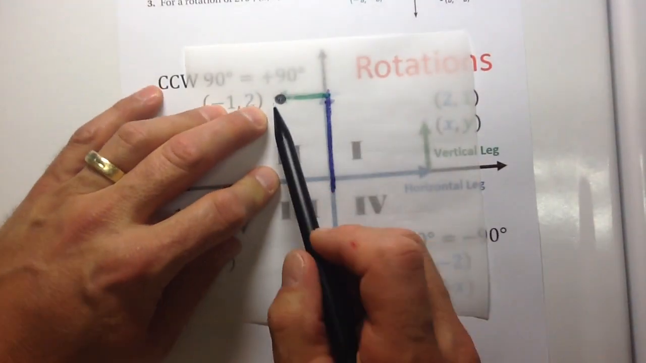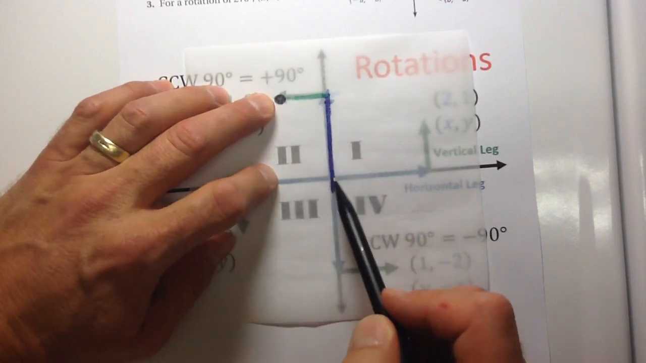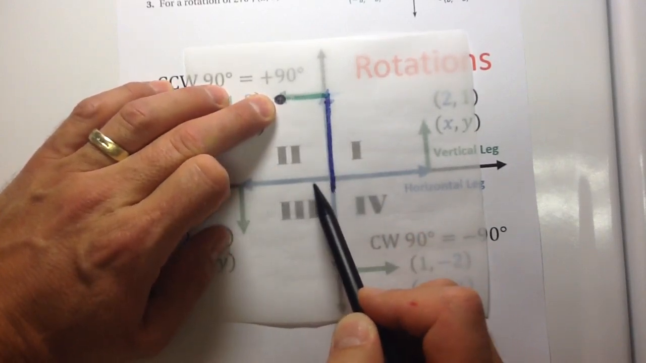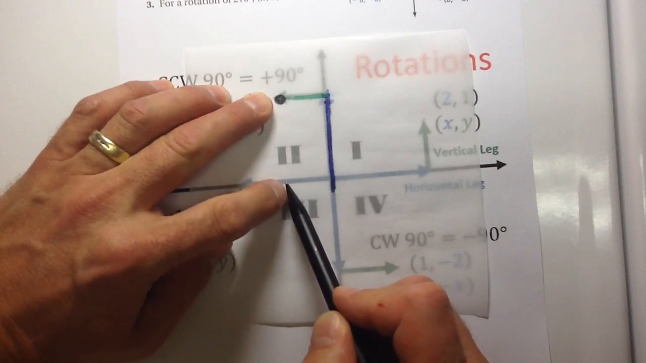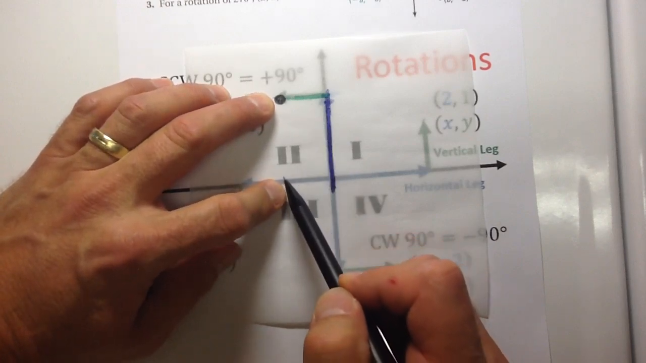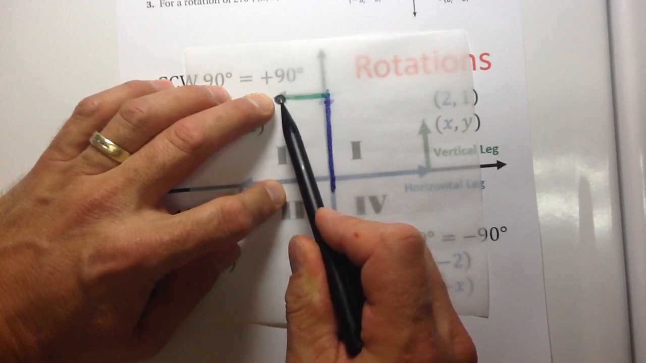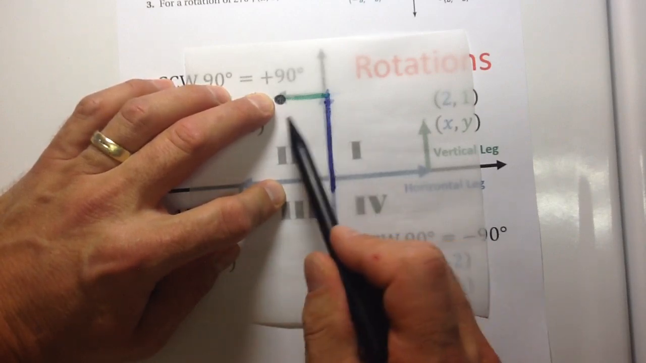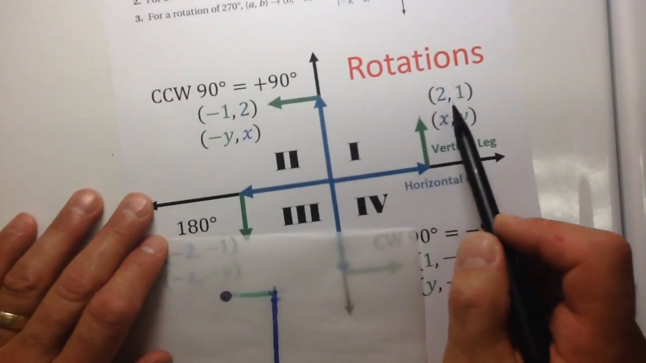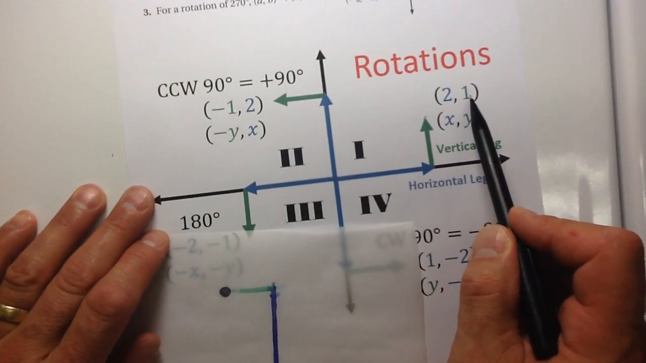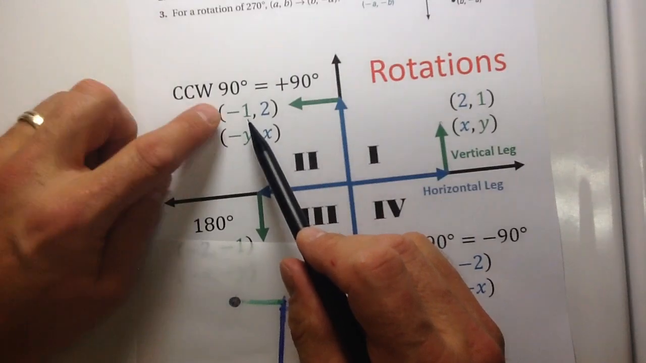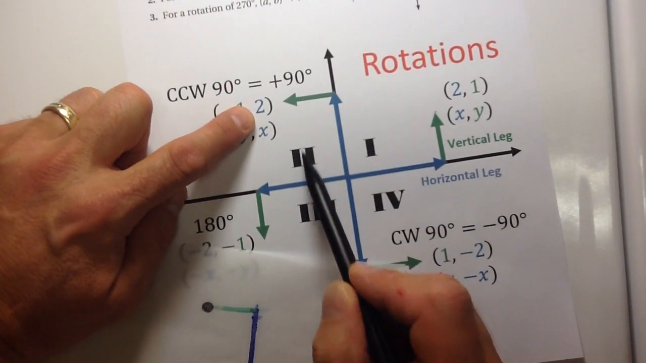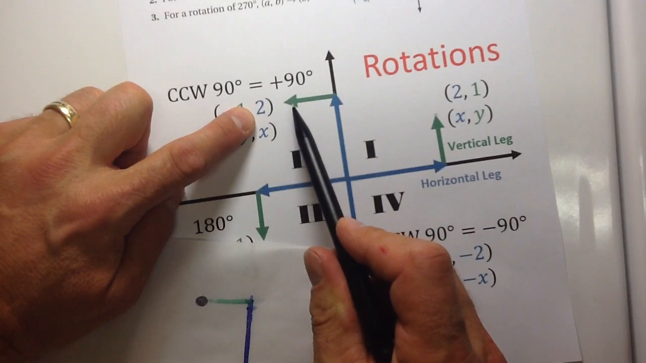So now what are the coordinates of this point? Well, remember, go back to the origin and do your x coordinate first. So my x is going to be a -1, and then my y is going to be a +2. So a 90 degree positive rotation takes 2, 1 over to -1, 2. Remember, you're -1 on the x coordinate, and then +2 on the y coordinate.